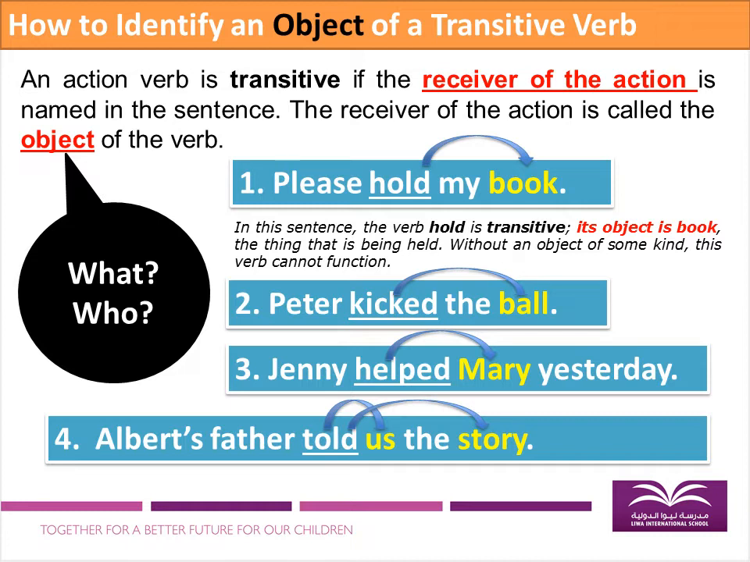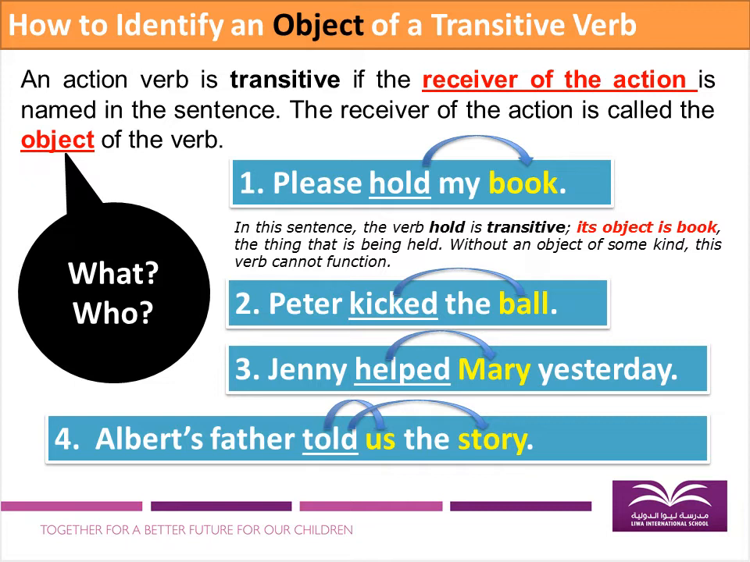Now, sometimes we have two objects in one sentence. Like this example. Albert's father told us the story. Let's identify the two objects. We have first told what? Story. Then to whom? Us. So we have two objects in this sentence.